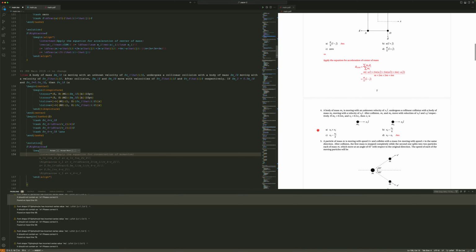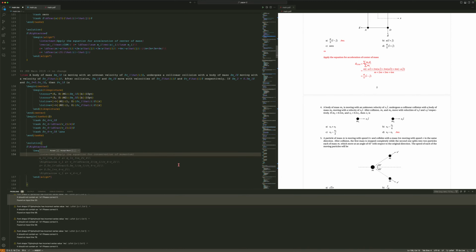A body is moving, m1. Apply the equation of conservation of momentum. It's giving pretty good suggestions. Let me read the question because I have not. A body of mass m1 is moving with a known velocity v1 I cap, and it undergoes a collinear collision, meaning a one dimension collision, or you can say head on collision, with a body of mass m2 moving with the velocity v2 I cap.